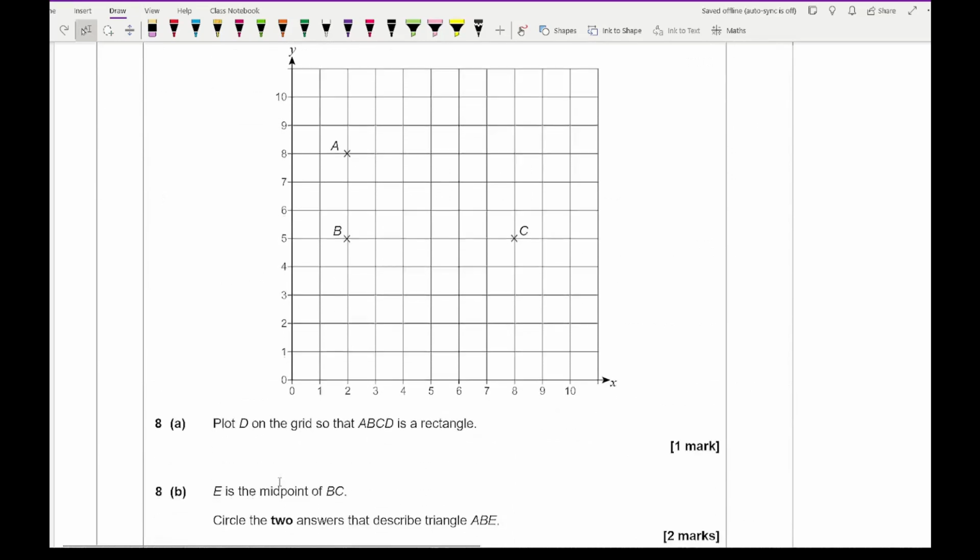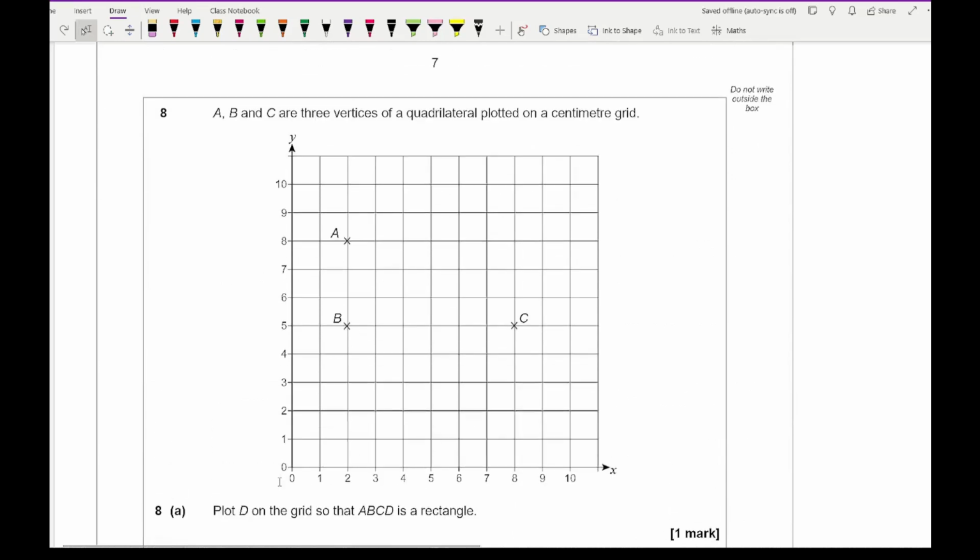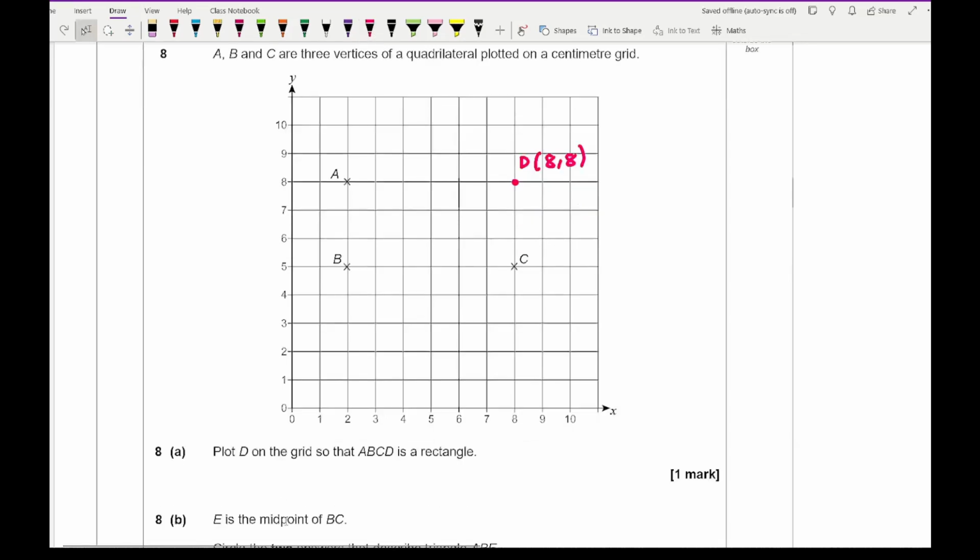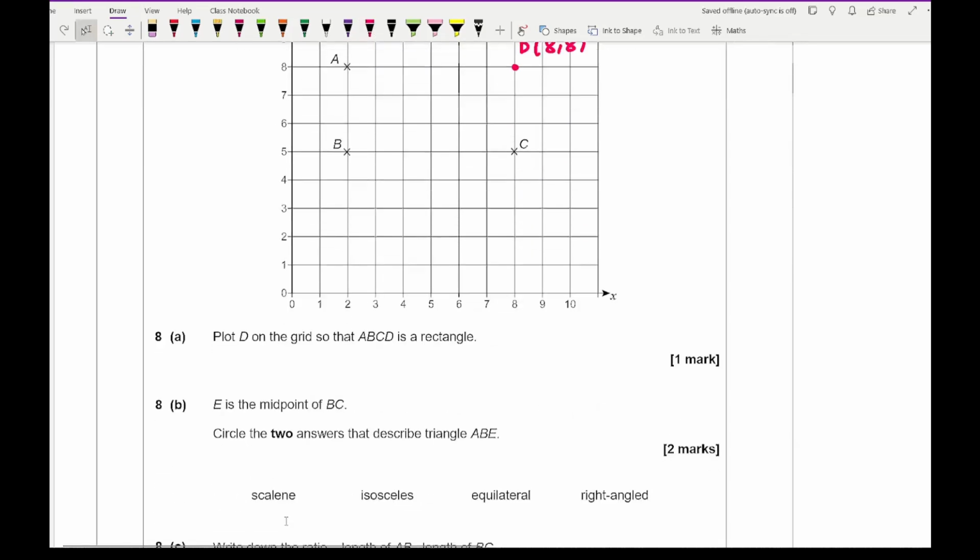Moving on to question 8, it says A, B and C are 3 vertices of a quadrilateral plotted on a centimetre grid. Plot D on the grid so that ABCD is a rectangle. So what we need to do is plot D here, and the corner of that is 8, 8. It then says for 8B, E is the midpoint of BC, and so the midpoint of BC is going to be here. So I can label that as E.